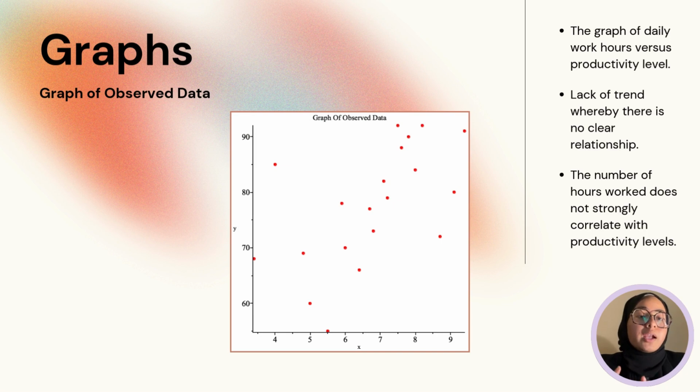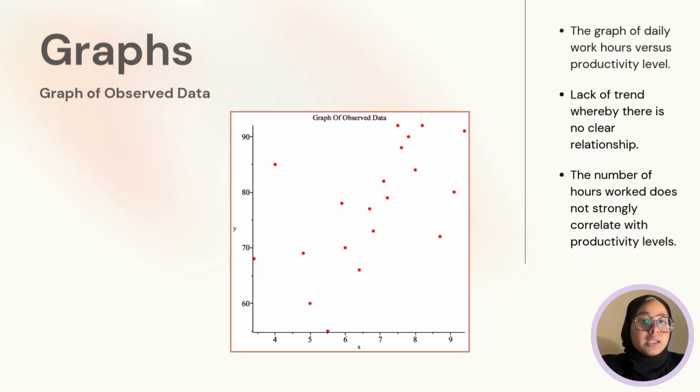Now moving on to the graph part. So the first graph that I will be explaining is the graph of observed data. So the data that we use is productivity level and also the daily working hours. So the graph of daily work hours versus of productivity level is shown in this slide. There is a lack of trend whereby there is no clear relationship because the plots are scattered around, and they are far away from other points. So the conclusion that we can make is the data suggests that the number of hours worked does not strongly correlate with the productivity levels.